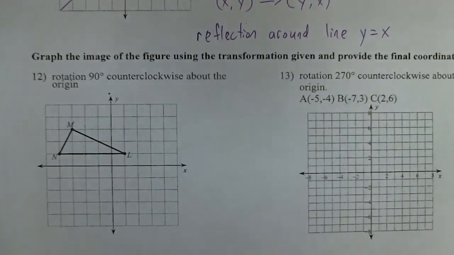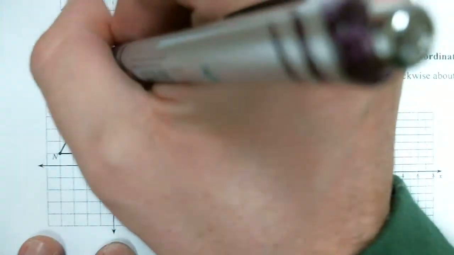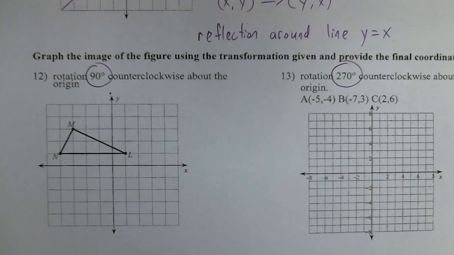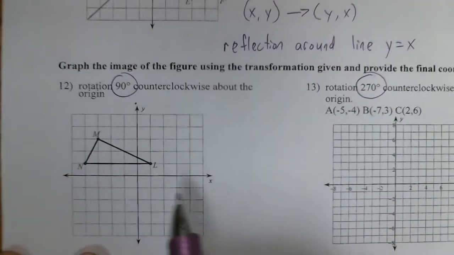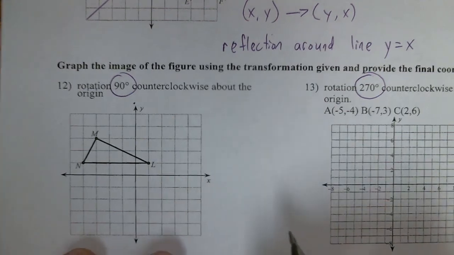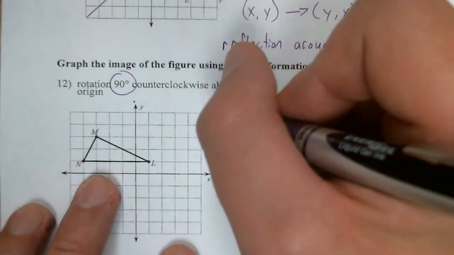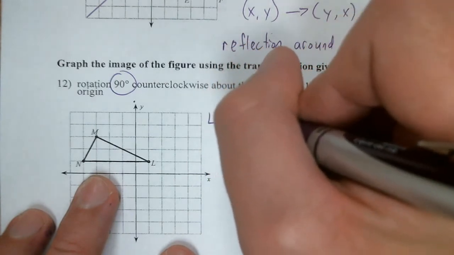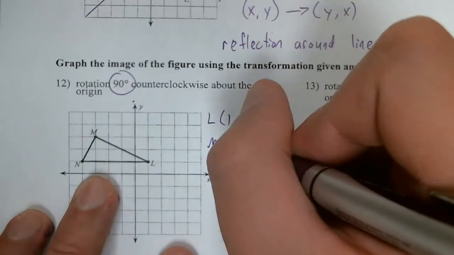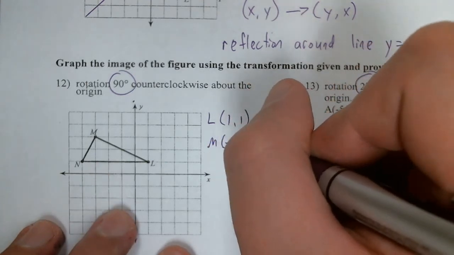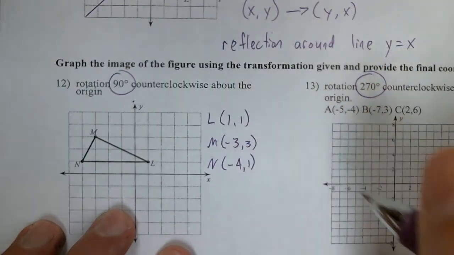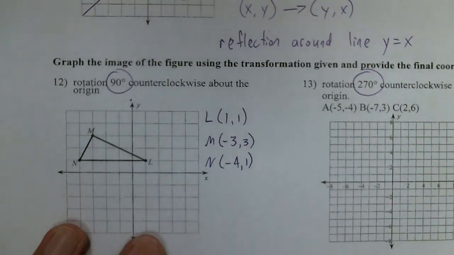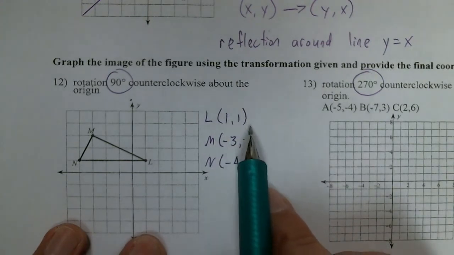Okay, here's what I want you guys to do. When you are rotating 90 degrees or 270 degrees, the first thing I want you to do is I want you to switch the position of the x and the y, just kind of like what we did up here. All right, so we have plotted these 3 points. So let's come out here to the side and let's write these down. L is 1, 1. M is left 3, up 3. And N is left 4, up 1. Okay. First thing I want you to do, guys, is I want you to switch the x and the y.